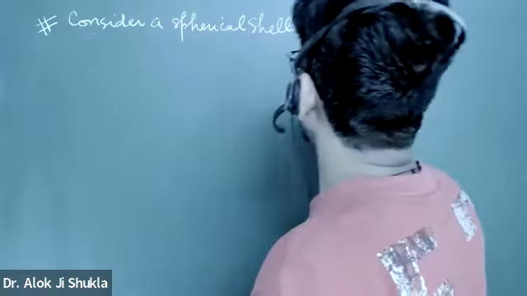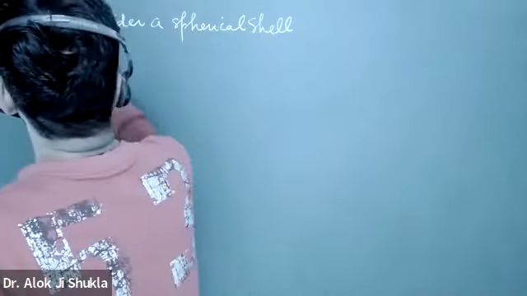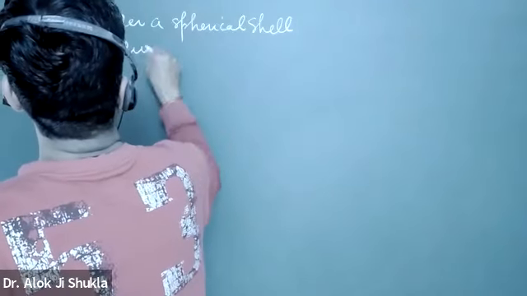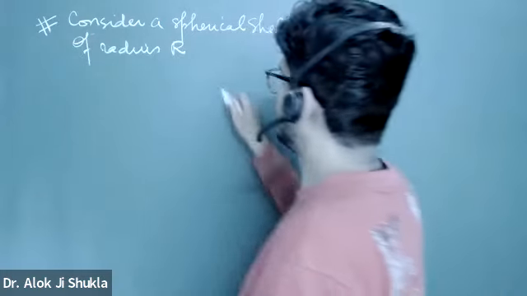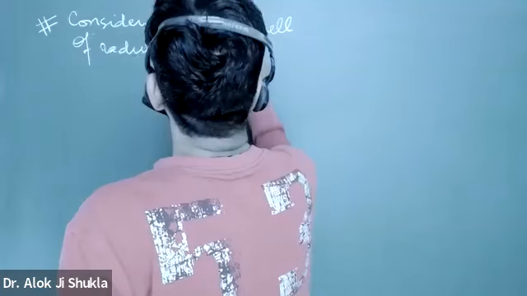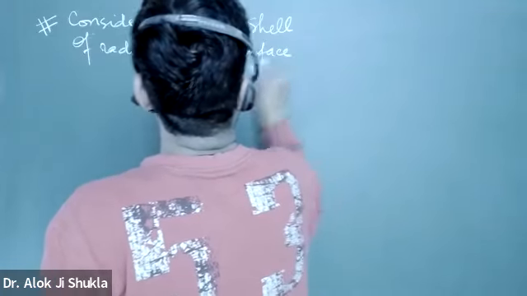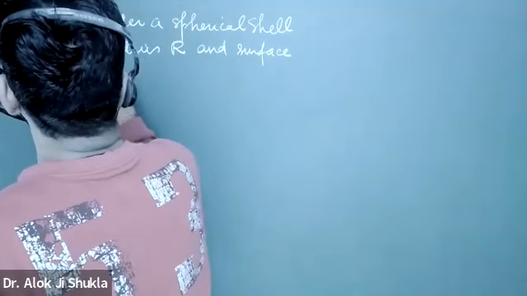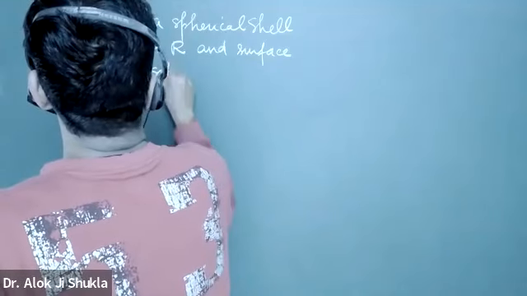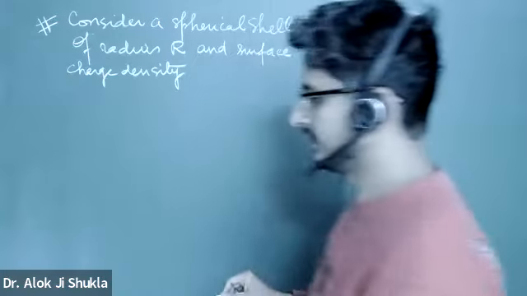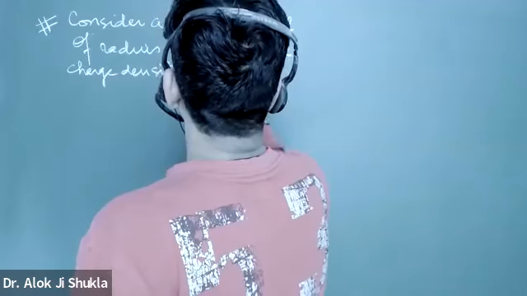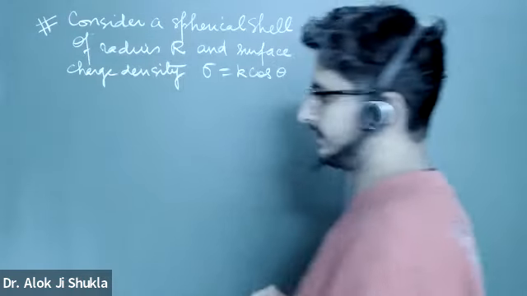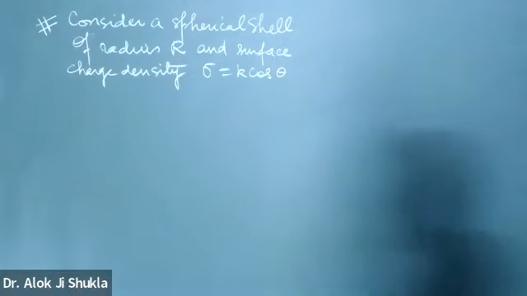Consider a spherical shell of radius capital R and surface charge density sigma is equal to k cos of theta. Okay, surface charge density sigma is equal to k cos theta.